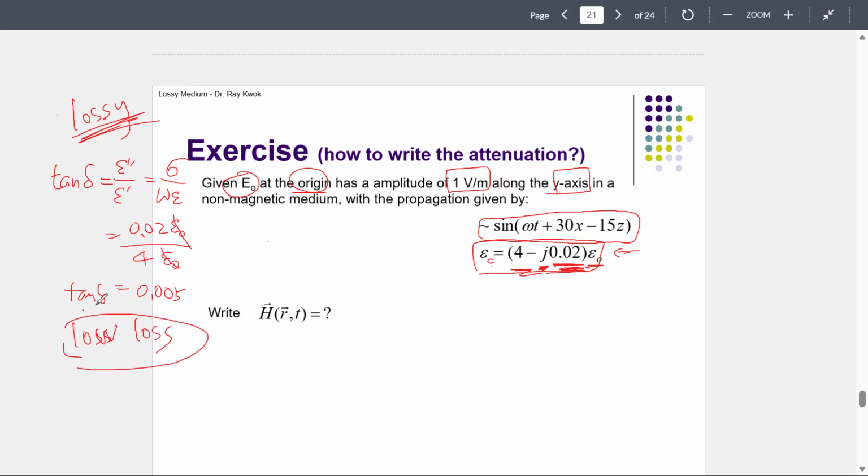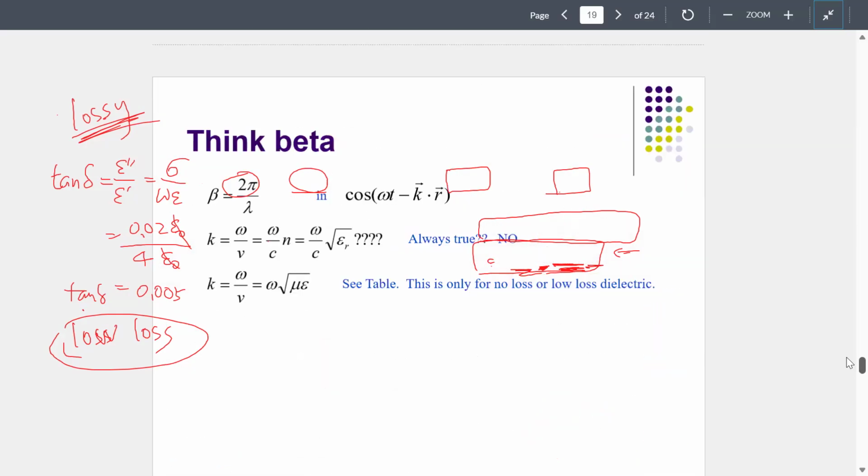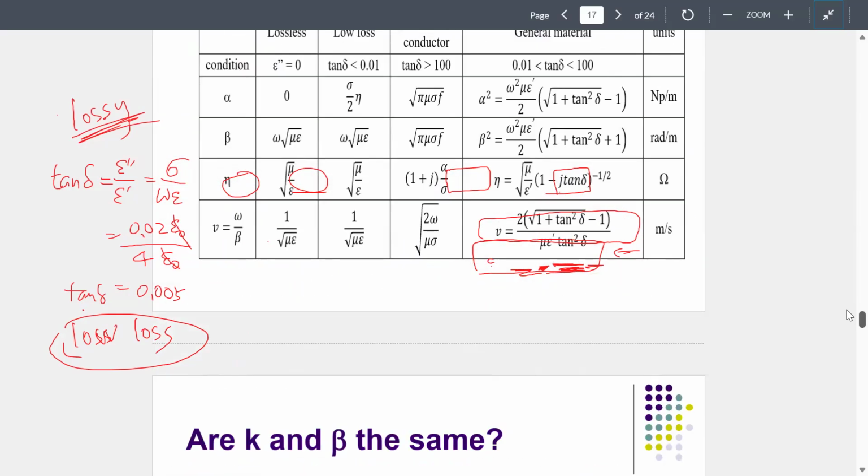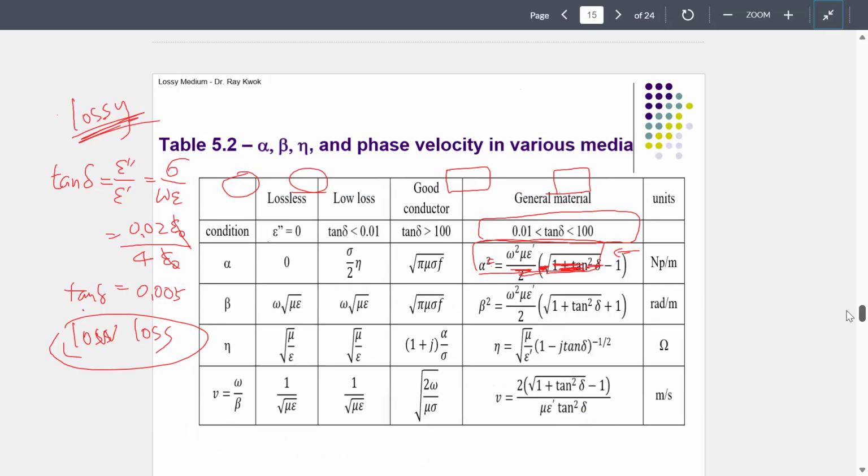That's the first thing you need to establish. Is it a lossy medium, or is it low loss? If it's low loss, then you go to the formula. We have a formula sheet. I gave you a formula sheet, something like this. We'll go over that again.